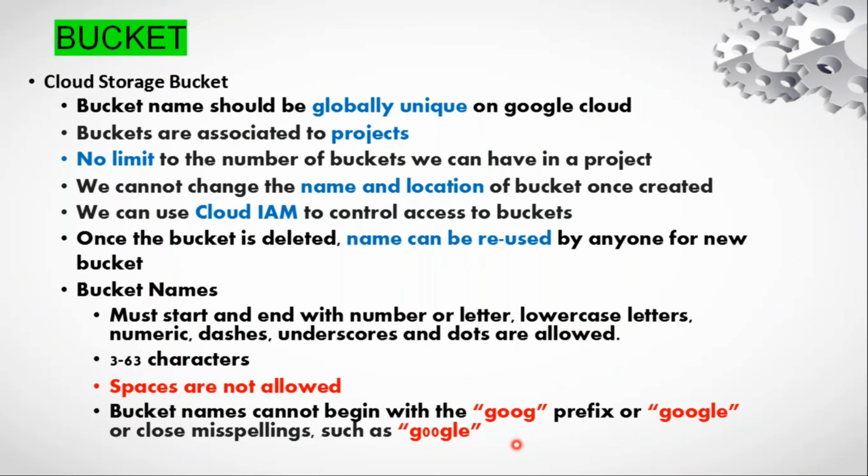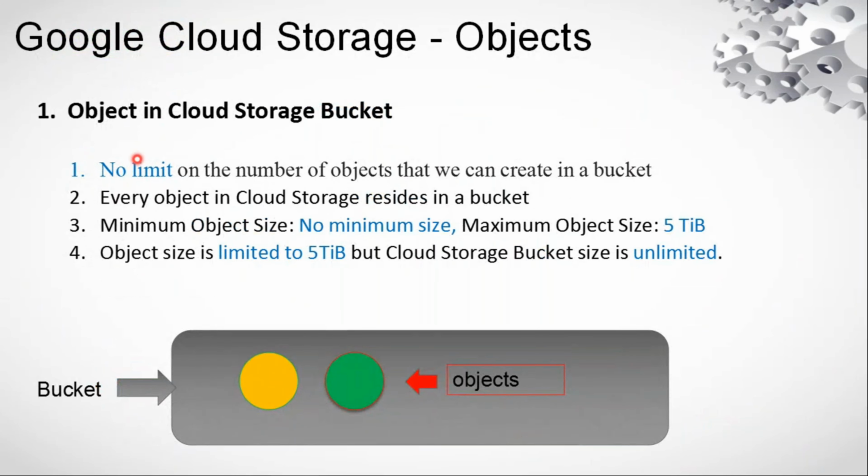So let me see what an object is. An object is stored inside a Google Cloud Storage bucket. We can store any number of objects inside a bucket. There is no particular restriction. Each object in cloud storage resides inside a bucket. You can see in the diagram here, first we create a bucket, and inside the bucket we can create the objects. You can see there are two objects here, highlighted in a circle. Minimum object size.